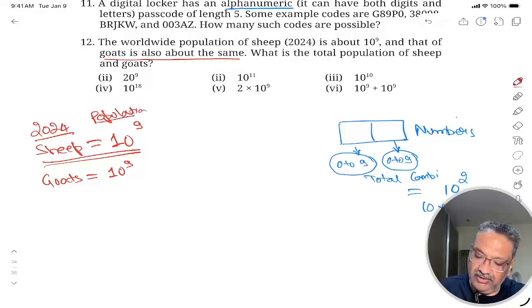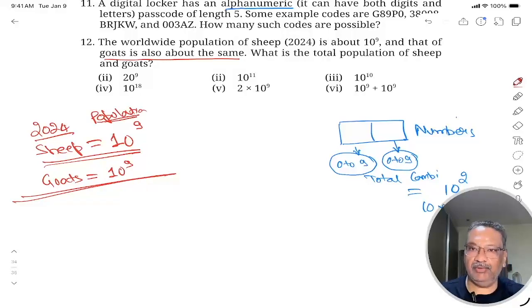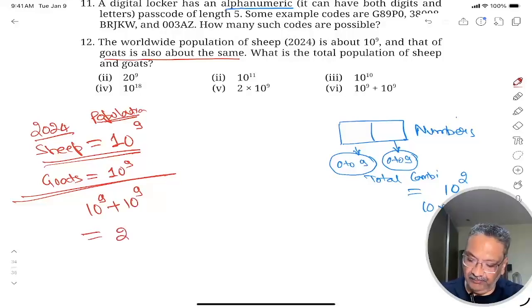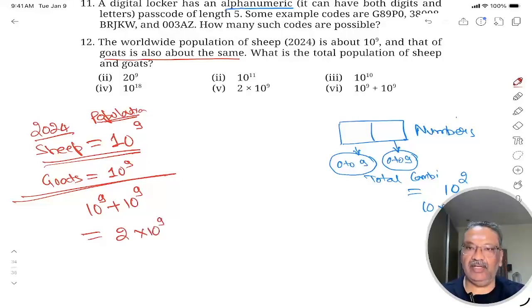ಓಕೆನಾ? ಸೊ ವಾಟ್ ಈಸ್ ದ ಟೋಟಲ್? ಎರಡು ಸೇರಿ ಟೋಟಲ್ ಪಾಪ್ಯುಲೇಷನ್ ಎಷ್ಟು ಅಂತ ಇದೆ. ಸೊ ದಿಸ್ ಇಸ್ ನಥಿಂಗ್ ಬಟ್ 10 to the power of 9 plus 10 to the power of 9 is equal to 2 into 10 to the power of 9.